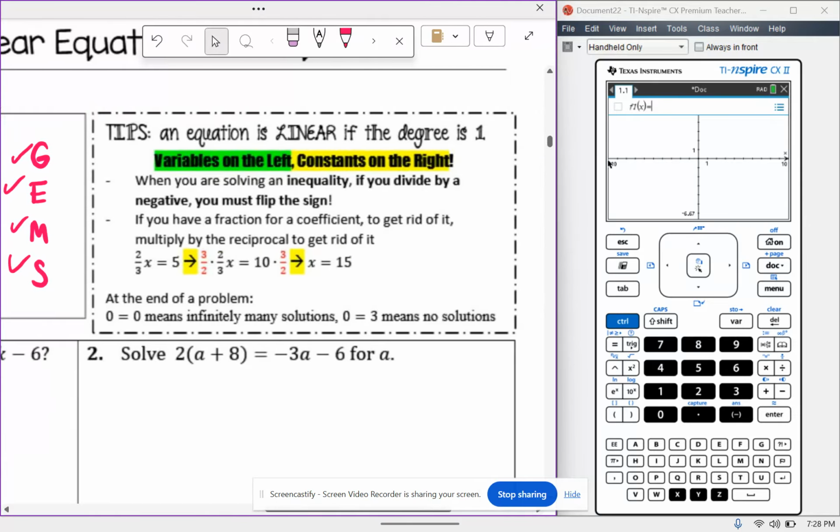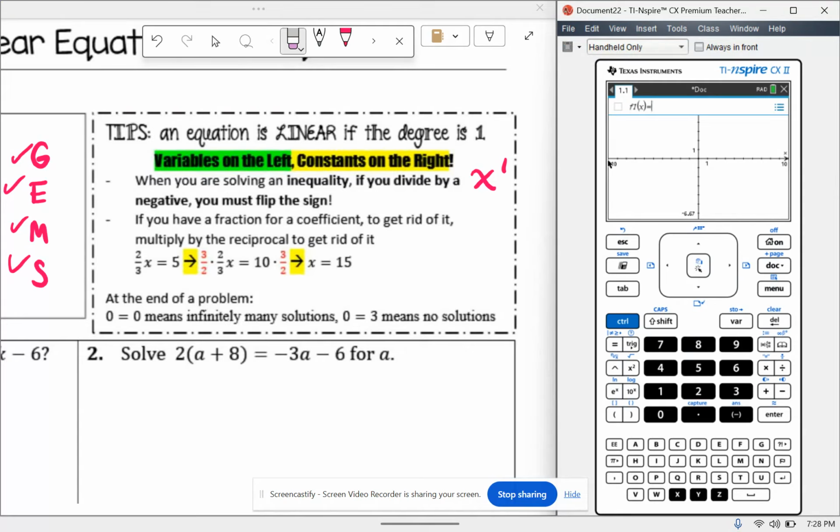So let's think about some tips or tricks. An equation is linear if the degree is 1. That means x has an exponent of 1. Remember, if the exponent is not written, we can assume it's just a 1. We could draw it in. Variables on the left, constants on the right. This is the way that we want to sort in order to solve.